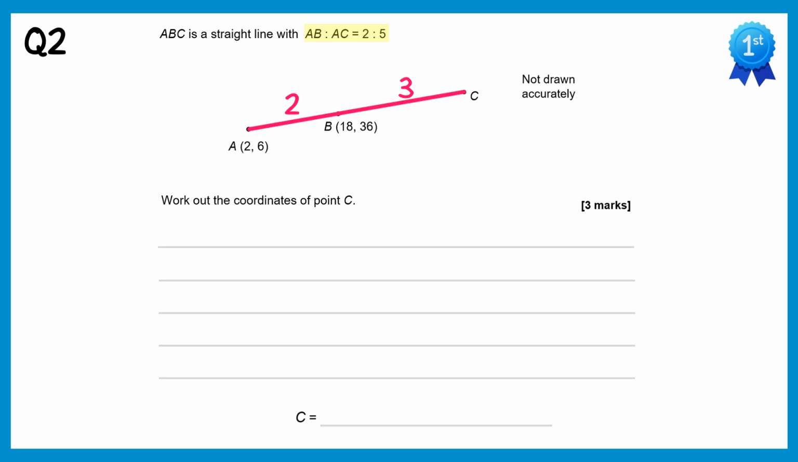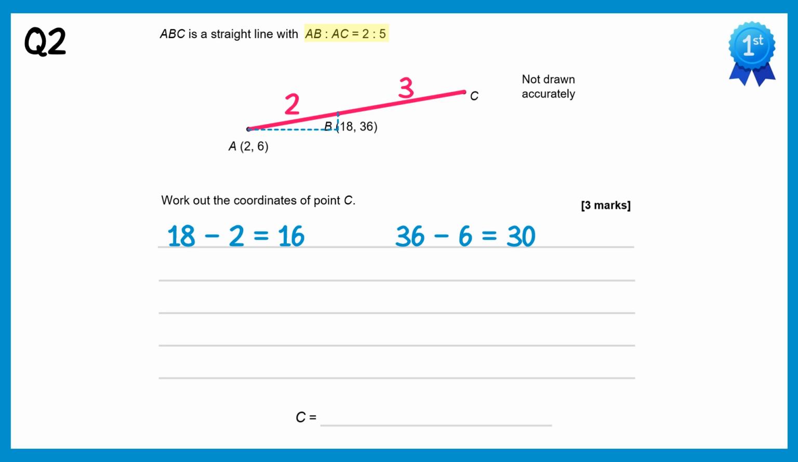So we're now going to work out how we get from A to B. To get from A to B horizontally, we need to look at the x-coordinates. You can see the x-coordinate goes from 2 to 18, so if we do 18 take away 2, we find the horizontal length there is 16. We can do the same thing with the vertical coordinates. So it goes from 6 to 36, so if we do 36 take away 6, we get 30. So to get from A to B, we'd go right 16 and up 30.